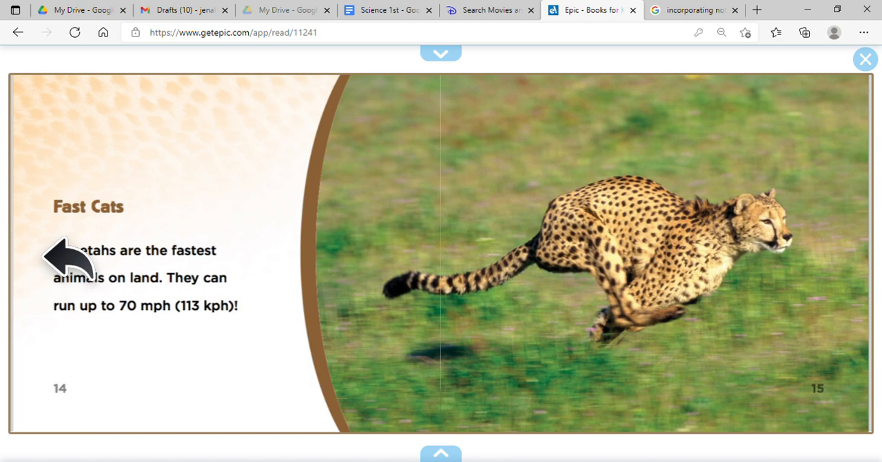So, let's see. We learned that cheetahs live in Africa and Asia in the savanna, that they eat gazelle, antelope, and birds, that they have light brown fur with black spots and striped tails, that their babies are called cubs, and that they run really, really fast, faster than any animal on land.